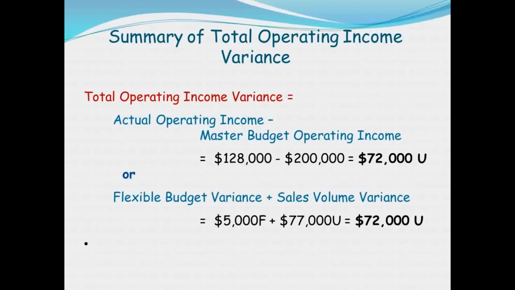This all adds back up to your total of 72,000, which you can think of as the difference between the actual and the master budget, or the sum of your two primary variances. Same thing.